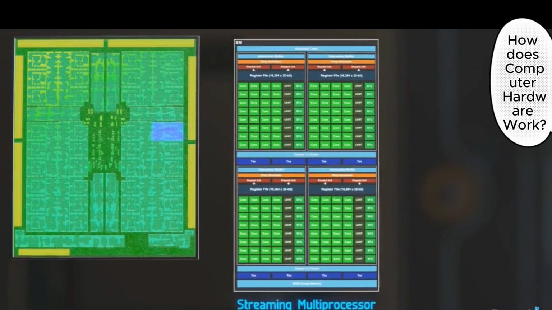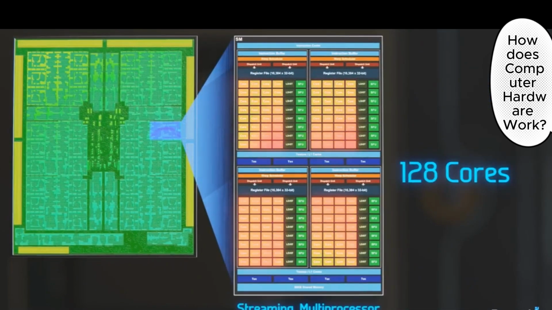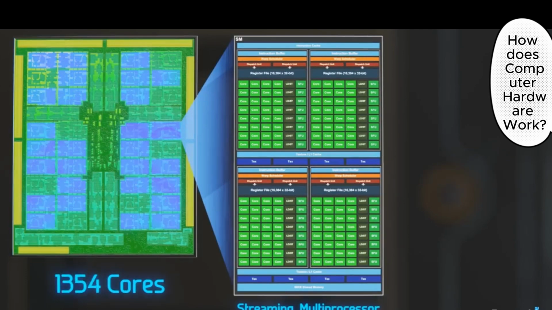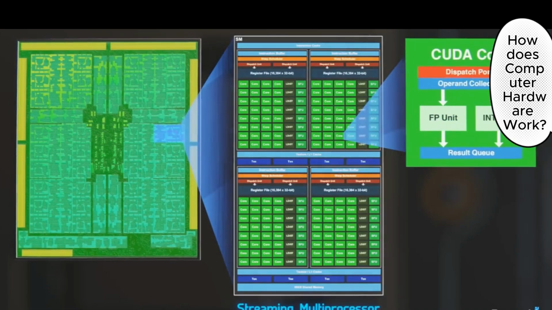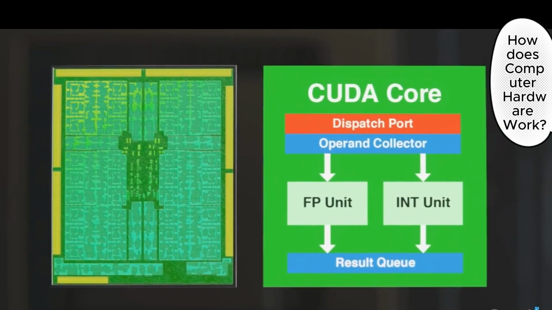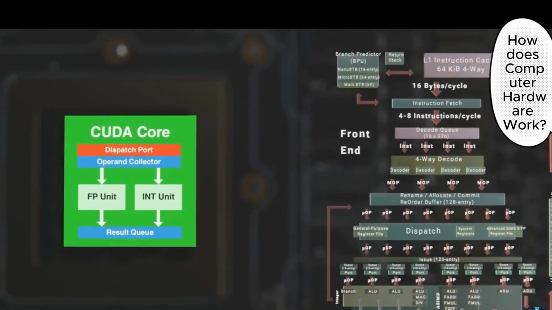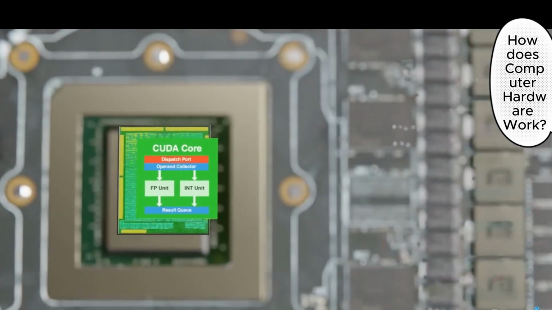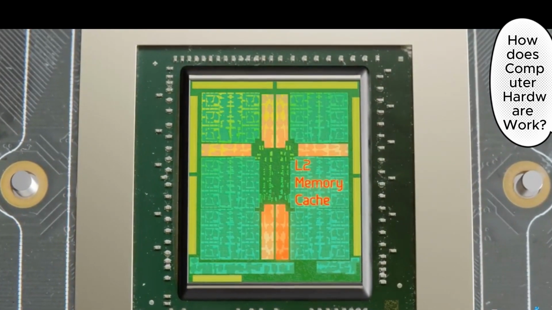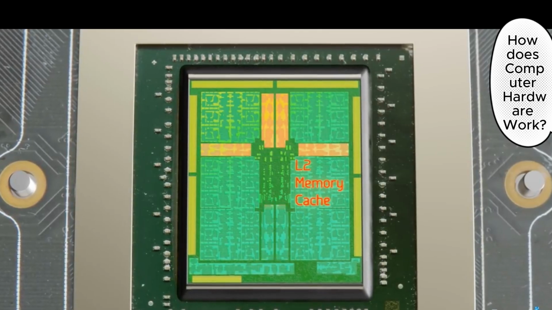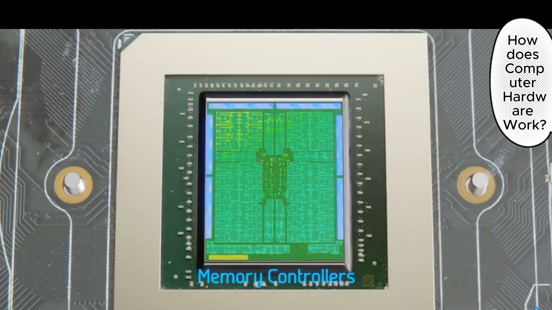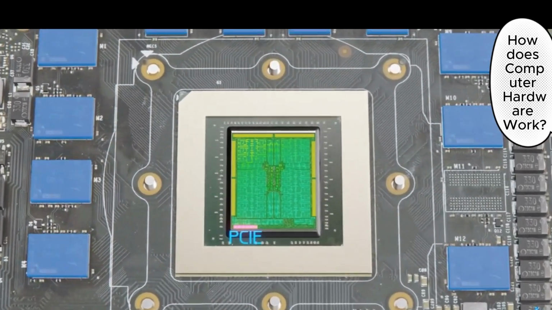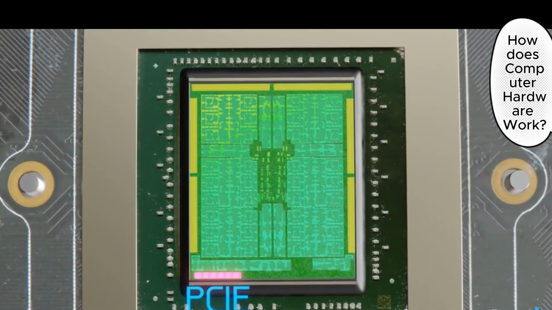Each streaming multiprocessor is composed of 128 cores, resulting in a total of 3,584 cores. Each core has sections for integer and floating point arithmetic, and sections for queuing in the operands and collecting the results, and is far simpler than a CPU core. Additionally, on the die is an L2 memory cache, shared among all the graphics processing clusters, a set of memory controllers that connect to the VRAM located around the processor, and a PCIe interface for connecting to the CPU.